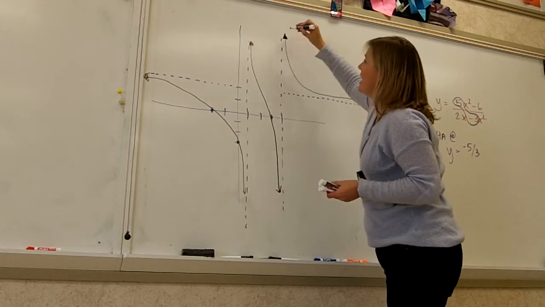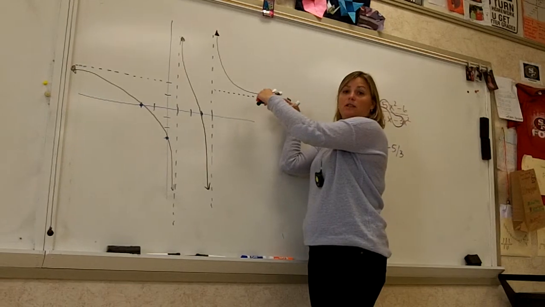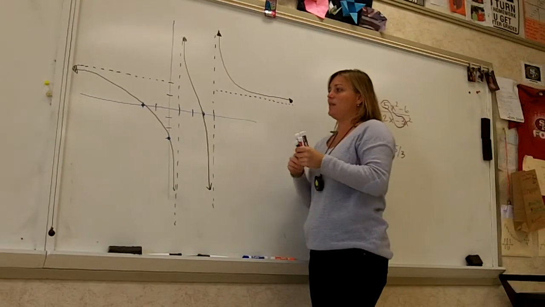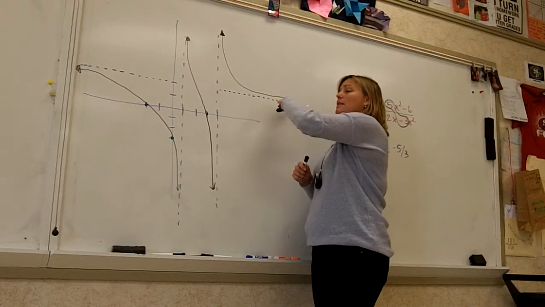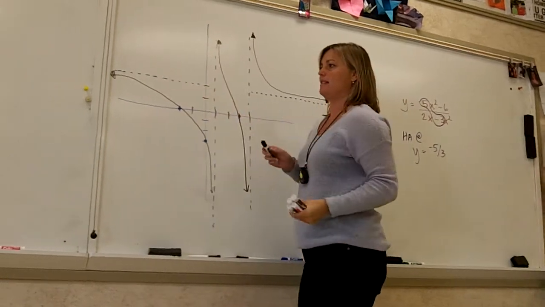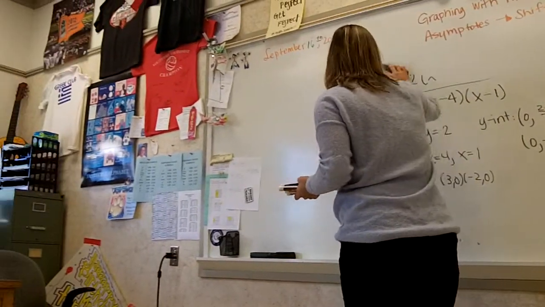So everything's exactly the same as what we did yesterday, except the horizontal asymptote is just shifted up above the x-axis. But it doesn't change anything. It only just means, oh, now we're going to be leveling off at a number other than 0. Everything else is exactly the same. So let's try another example.